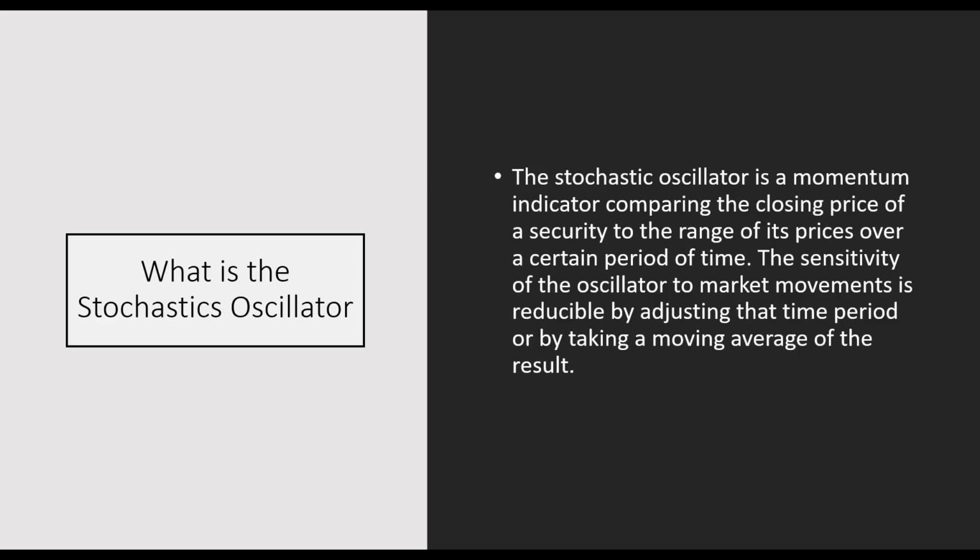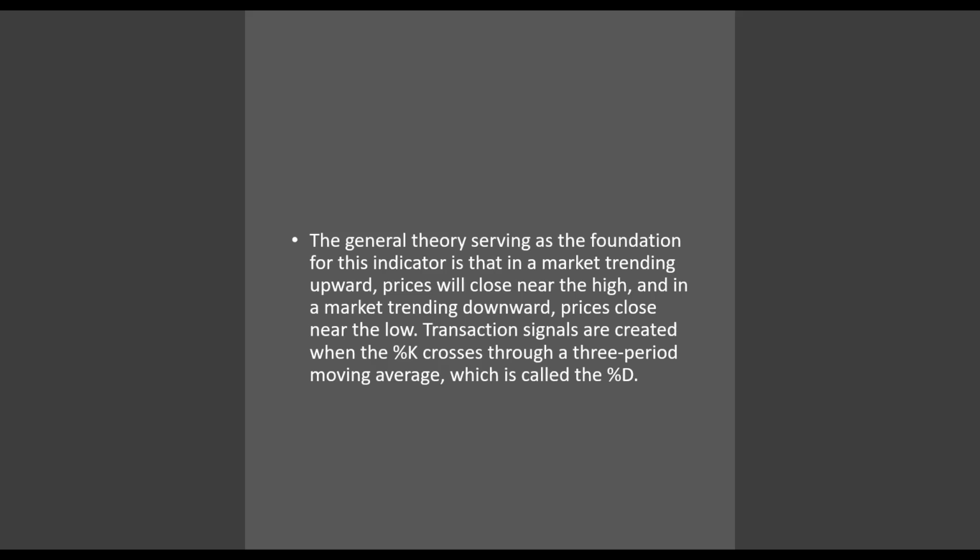The Stochastics Oscillator is a momentum indicator comparing the closing price of a security to the range of its price, or the average of its price over a certain period. The sensitivity of the oscillator to the market movement is reducible by adjusting the time period or taking a moving average of the result. The general theory serving as the foundation for this indicator is that in a market trending upward, price will stay near its high. When a market is moving downward, price will stay near its low.